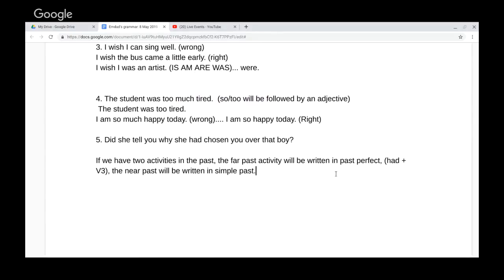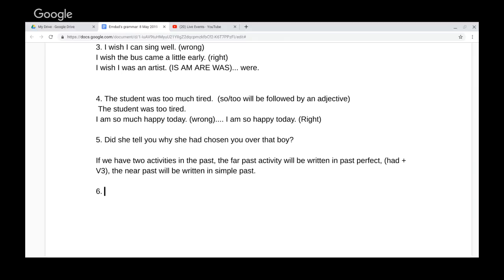Okay, now the question is to Rahul. Rahul, you tell me. What if I have a sentence like this? I ate the rice before I slept. Right or wrong? I ate the rice before I slept. I ate first, and slept later. So I ate the rice before I slept. Right or wrong? It's right. Thank you very much.